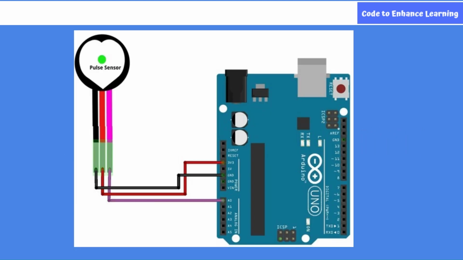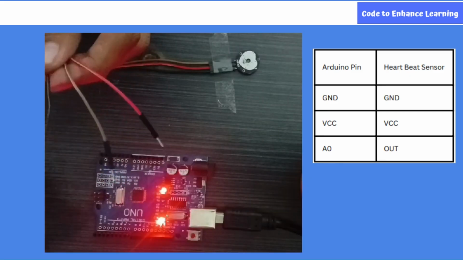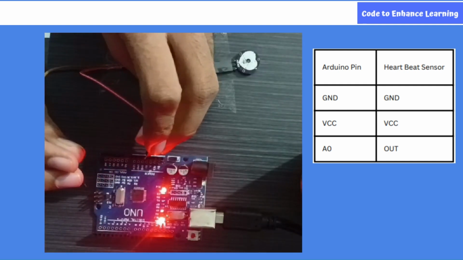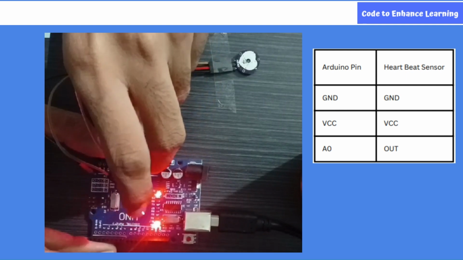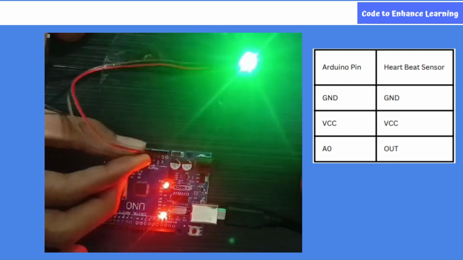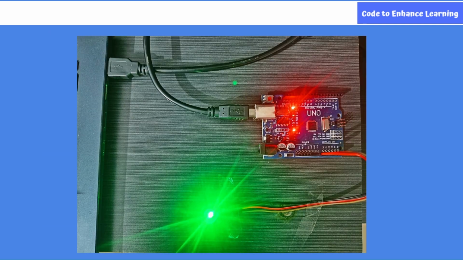Now, the most essential part of the project. Let's move on to building the circuit. Take the pulse sensor and connect the VCC red wire to the 5V pin on the Arduino Uno. Connect the GND black wire of the sensor to the GND pin on the Arduino. Connect the signal purple wire from the sensor to the analog pin A0 on the Arduino. That's it. Our circuit is now ready to go. Here we complete the circuit making process of our project.